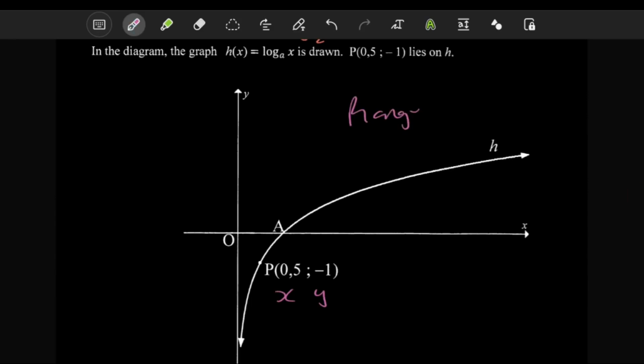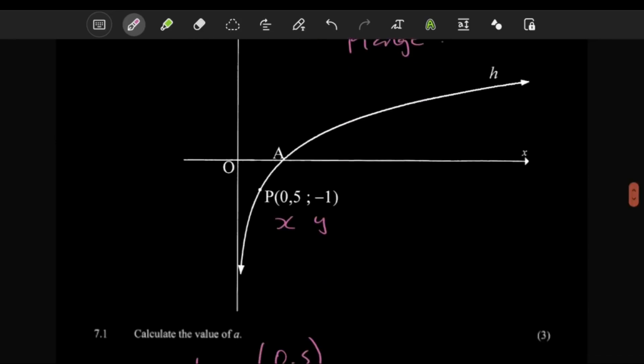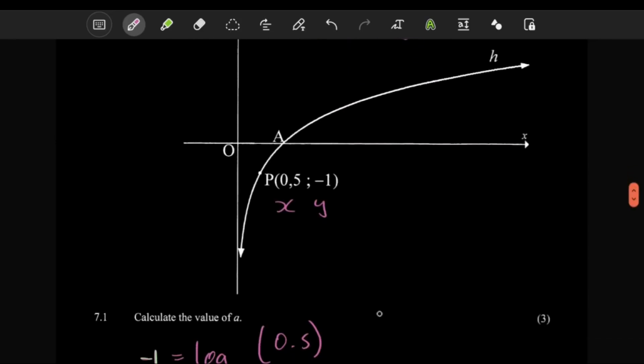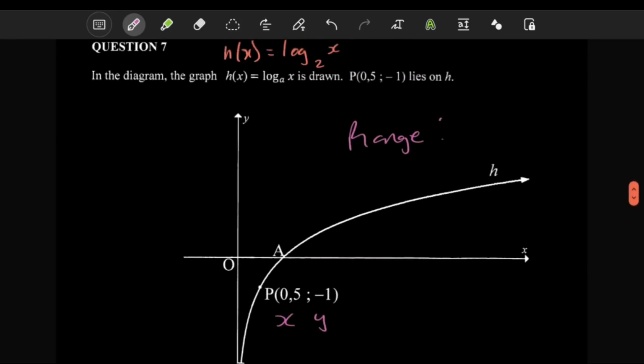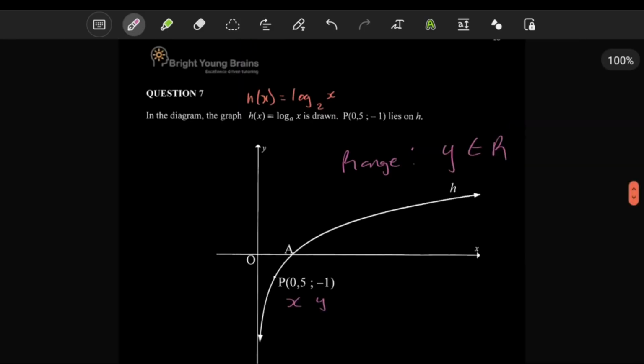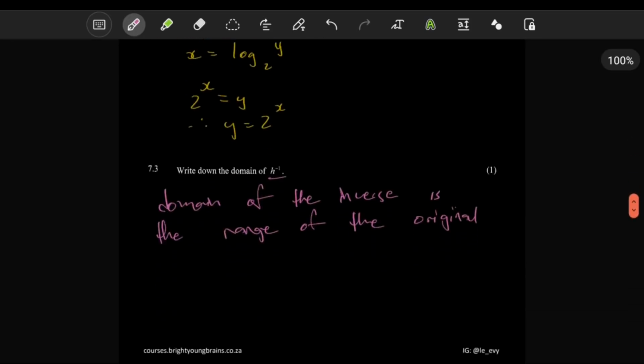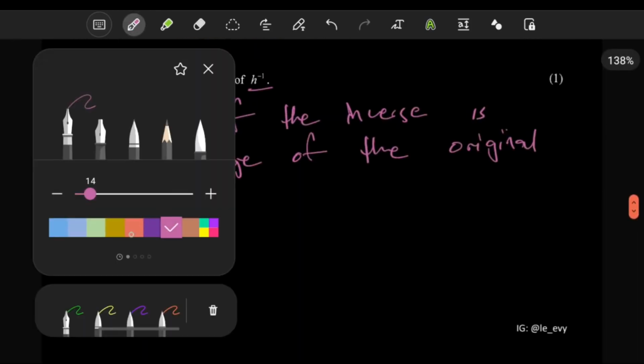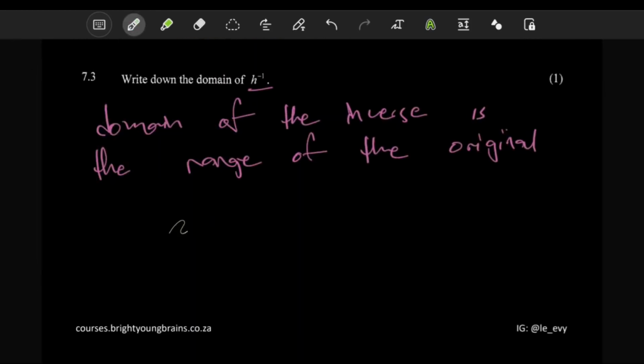So the range of this graph here, we know that your y value is here. There's nothing stopping it from going all the way up. You see, there's no asymptote here going all the way up, and there's no asymptote going all the way down here. So the range here, we know that y is just an element of R. That's the range of the original graph. So it just means that the domain of the inverse would then need to be x as an element of R.